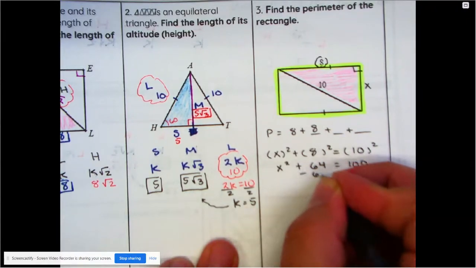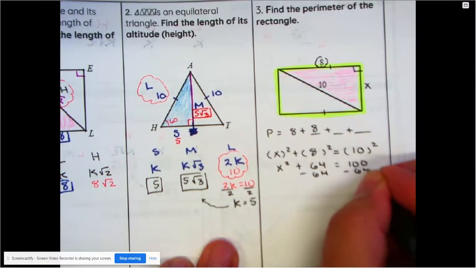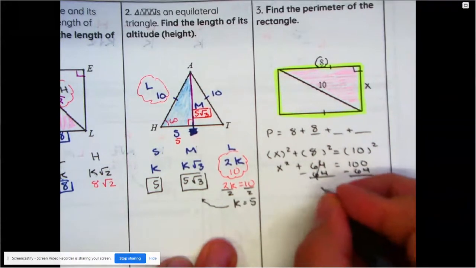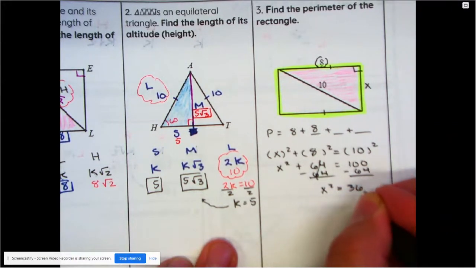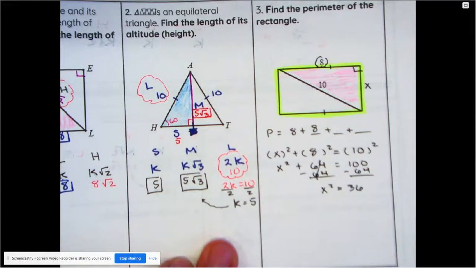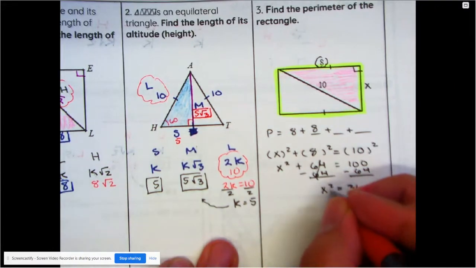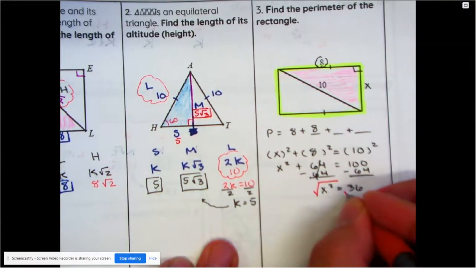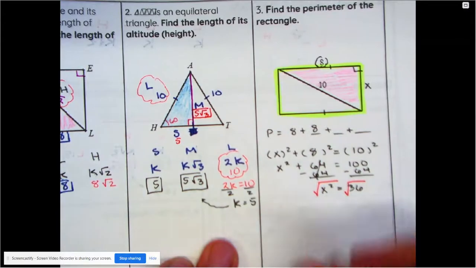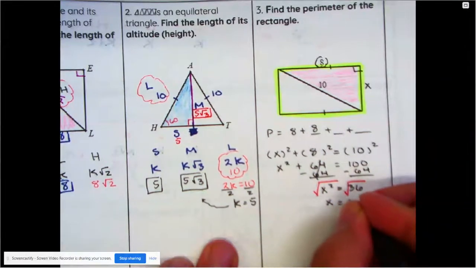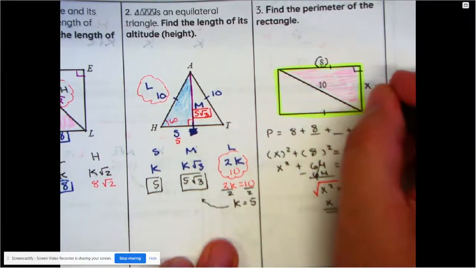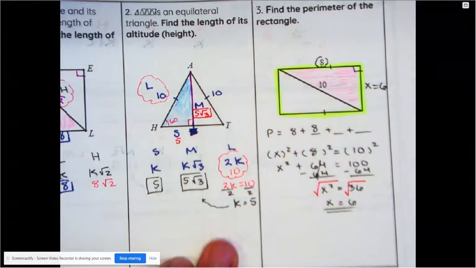And when I subtract that 64, we get x squared is equal to 36. And just like before, the only thing in this world that gets rid of a power of 2 is a square root on both sides, of course. So x is equal to 6. Now remember, you can't be happy and go, there, I found my answer. You haven't really answered the question.